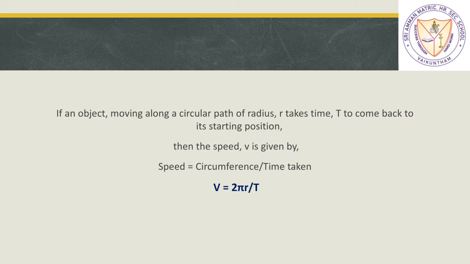Then the speed v is given by speed equal to, we know that it will always be distance or displacement by time taken. Since it is moving in a circular path, the distance covered when it makes one complete rotation will be the circumference of the circle divided by the time taken. So the circumference is 2 pi r divided by the time taken, that is t. So this is the speed of the object moving in the circular path of radius r.